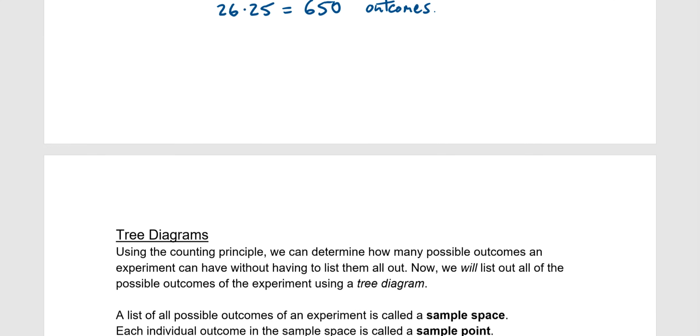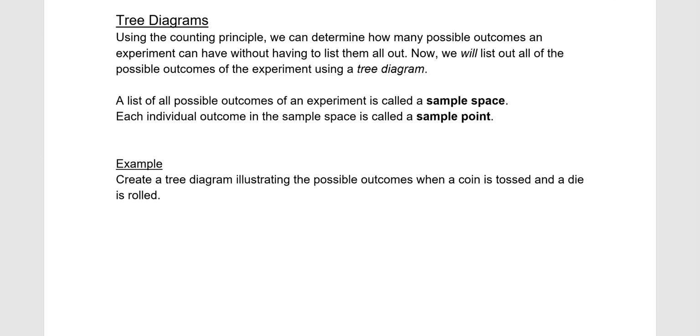Okay, so now let's move on to tree diagrams. So using the counting principle, we can determine how many possible outcomes an experiment can have without actually listing them out. Now what we're going to do is we will actually list out all of the outcomes using a tree diagram. So first, let's do some definitions here. So a list of all possible outcomes in an experiment is called the sample space. So sample space is all possible outcomes, and each individual outcome in the sample space is called a sample point.